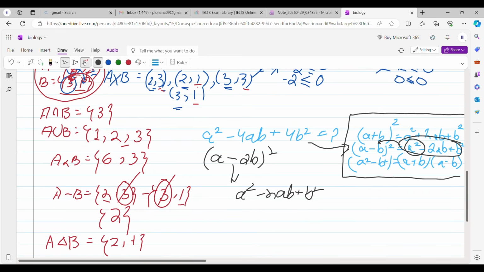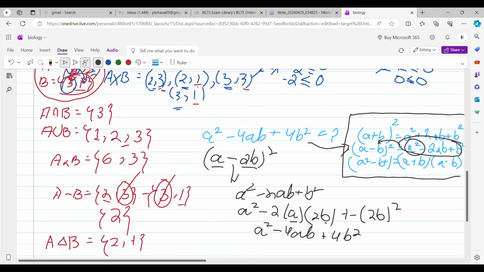So how are we going to write it? This is our a value, so a square minus 2, the a value is again a, and the b value is 2b. So 2b plus, and the b value is again 2b. (2b) whole square, right? So a square minus 2, 2 twos are 4, so minus 4ab plus 2 twos are 4, and b square. So this is what we are getting, and they ask us what this is equal to. So this is basically equal to this one.